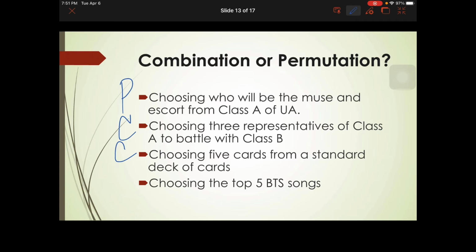And then, of course, our last one, choosing the top 5 BTS songs. So, nakita niyo yung word na top 5. Ibig sabihin, merong ranking. At kapag may ranking, ibig sabihin, permutation. Because the order matters. Siyempre, iba yung first, no? Tsaka yung second, third, fourth, and fifth. Yan nga siya may ranking. Diba? So, sana mas nalinawan na po sa inyo kung ano yung difference ng combination and permutation.